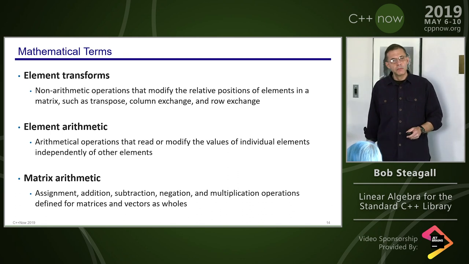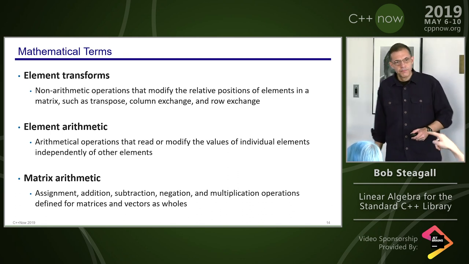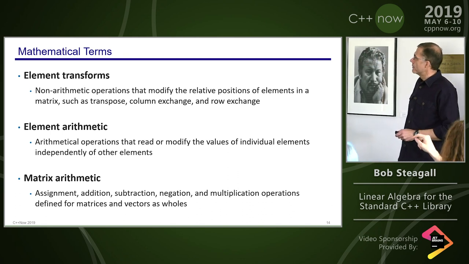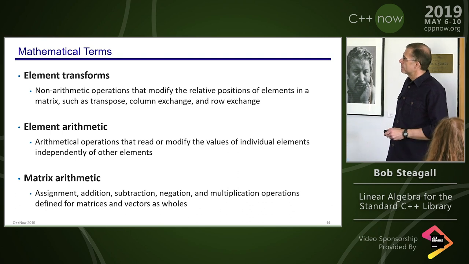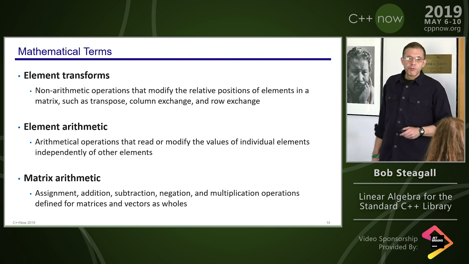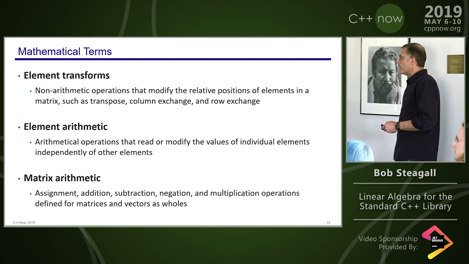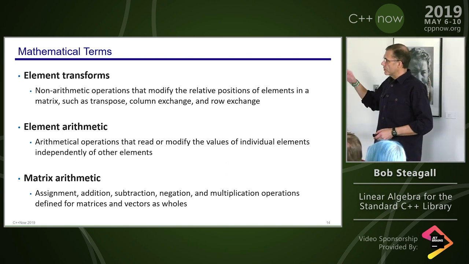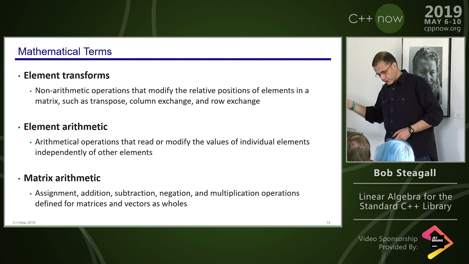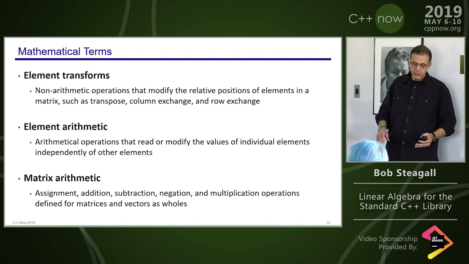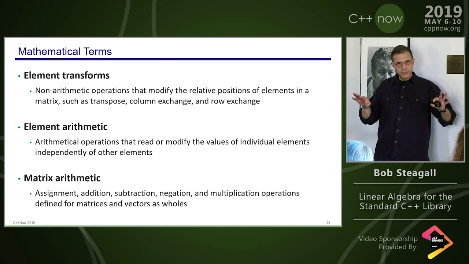Yes, Jasper. So the Hadamard product would go to element arithmetic as an element-wise product. Yeah. It would fall under both, element and matrix-wise. Right. We make these distinctions, you'll see when we get to the next slide, to provide a cutoff in the set of the requirements that we provide.